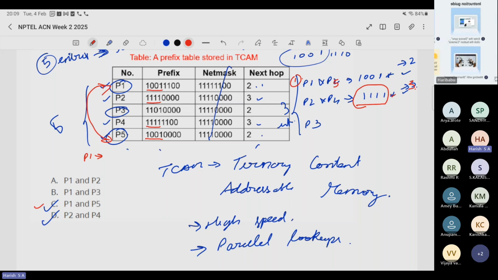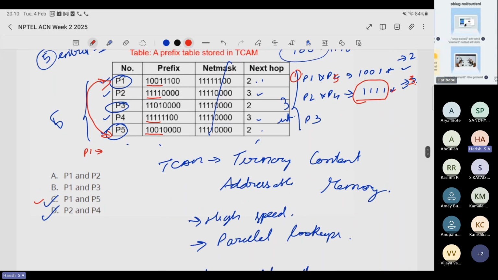I think your question is why are we taking 4 bits, or is it something else? I couldn't understand your question, so can you paraphrase it again? So you're saying P1, P3. Okay, I'll try to understand what you just said, and then we'll go from there.